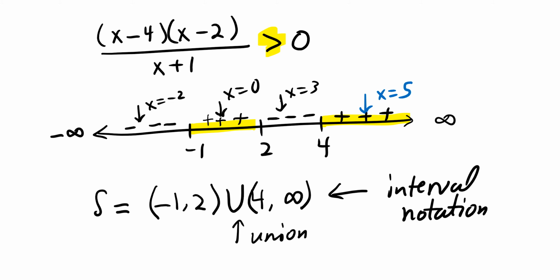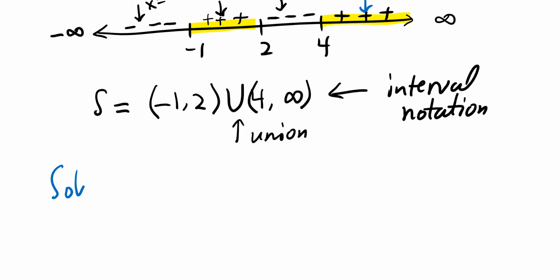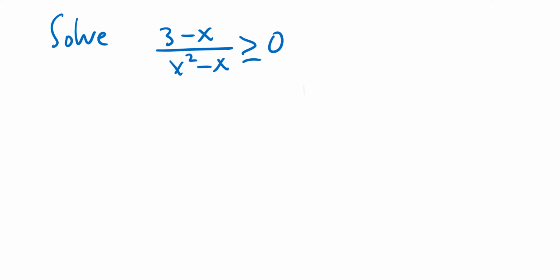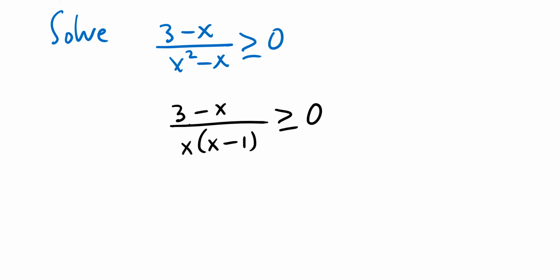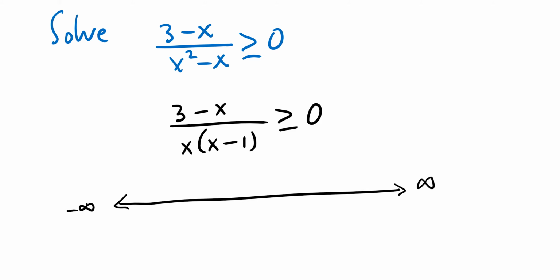How about if we are asked to solve 3 minus x over x squared minus x bigger than or equal to 0? So here we factor the denominator. After factoring, we use the number line. What values go on the number line? The top one, x equals 3, denominator 0 or 1.